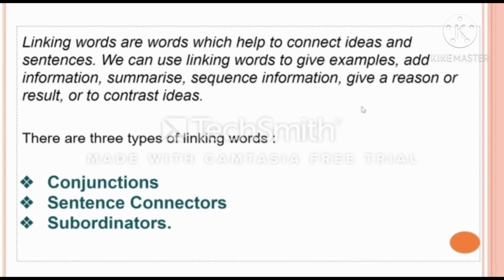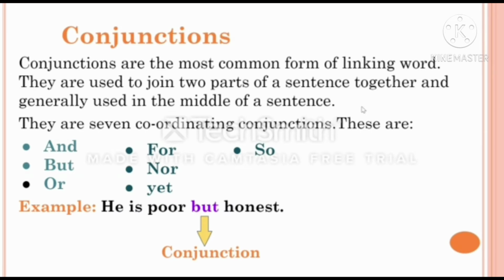There are three types of linking words. These are conjunctions, sentence connectors, and subordinators. Conjunctions are the most common form of linking word. They are used to join two parts of a sentence together and are generally used in the middle of a sentence.